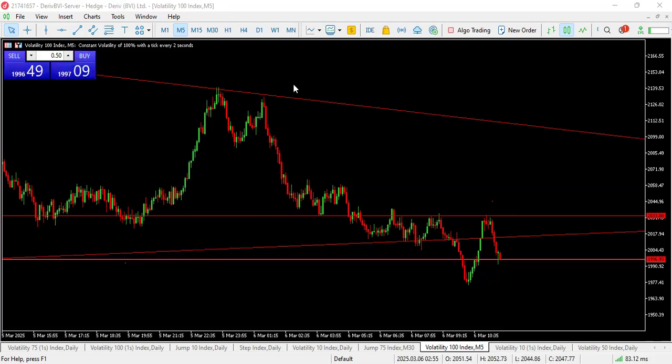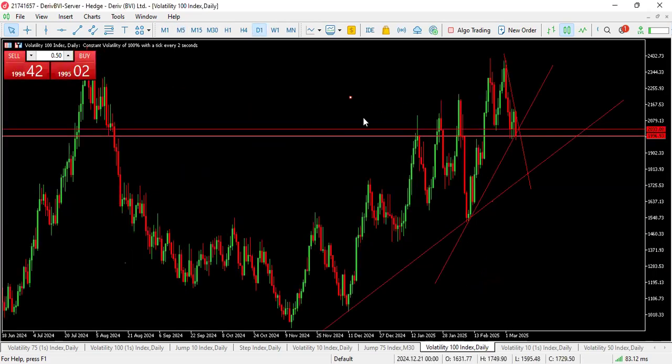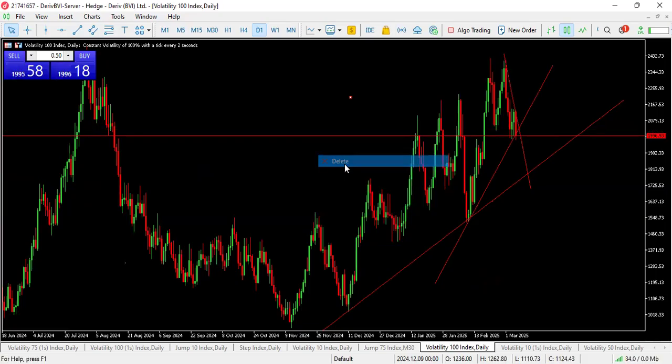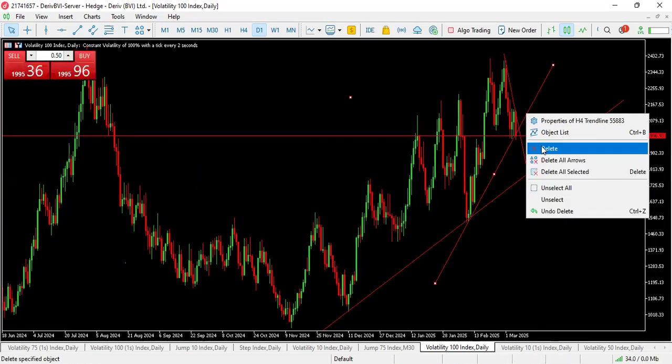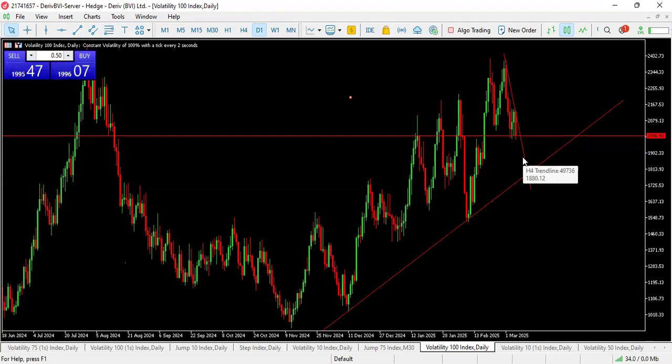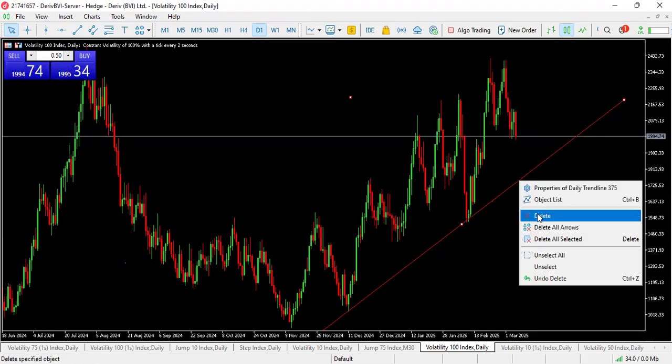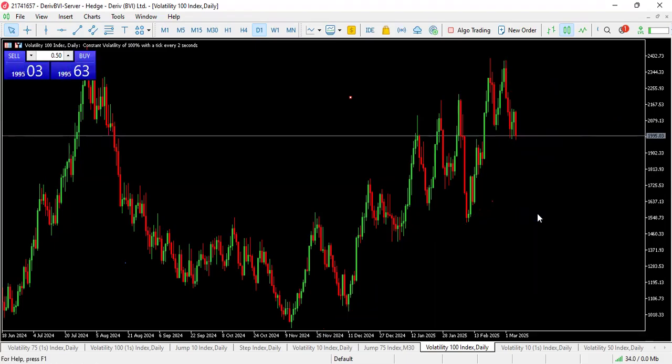Thank you. So this is V100. So let's see how to analyze the market. First of all, let me remove all these things, everything. All right, so this is a plain chart.